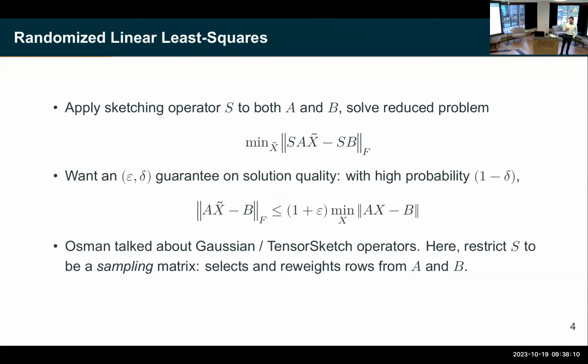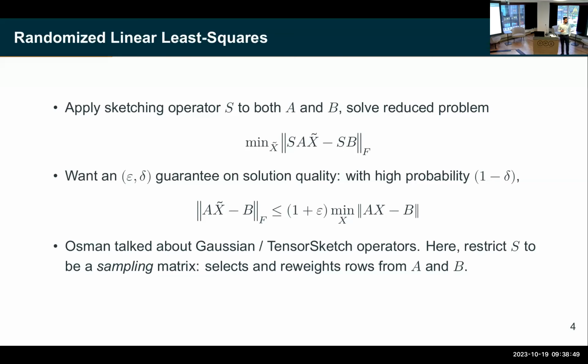Okay, and as Osman mentioned, there's a standard way to accelerate these types of problems. I'm going to call my sketching operator S, I believe we called it omega. The idea here is to apply this matrix S, which has far fewer rows than columns, to both the design and optimization matrix. And now this smaller system, which we solve with respect to X tilde, has far fewer rows. It's computationally much cheaper to solve. We want the solution X tilde to the downsampled problem, when you plug it back into the original problem, to have a residual within 1 plus epsilon of the true minimum residual, with high probability 1 minus delta. We're going to call this the epsilon-delta guarantee.